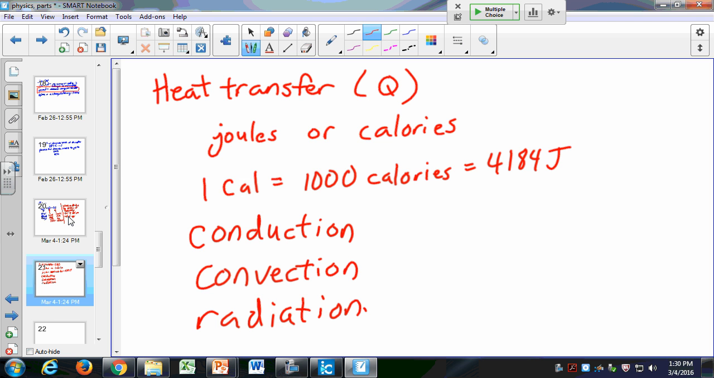And then the third thing is radiation. And radiation occurs just by electromagnetic radiation. So for example, we receive radiation from the sun. That's what heats the earth.